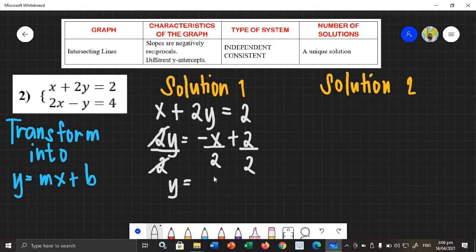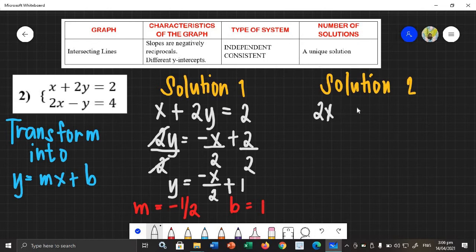We now have y equals negative x over 2. And then we have 2 divided by 2, that will result to 1. The slope of the first linear equation is negative 1/2. Okay? And then yung y-intercept natin is 1. Next is the second linear equation.